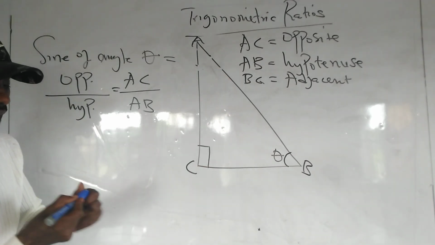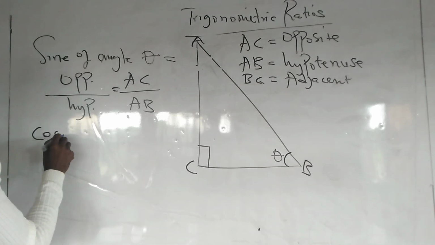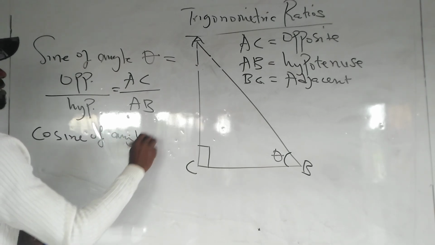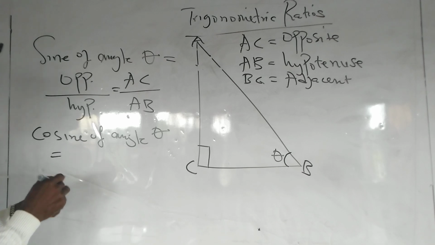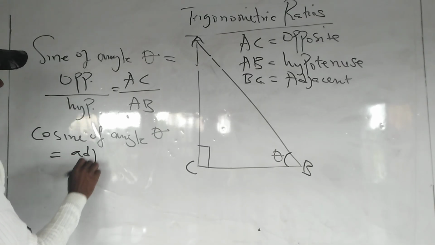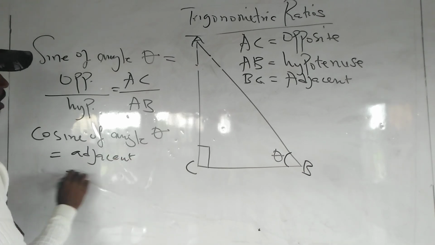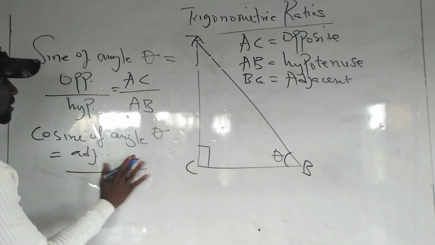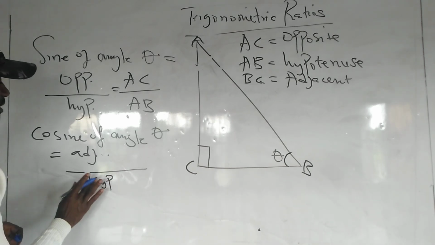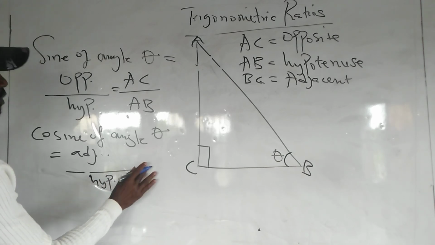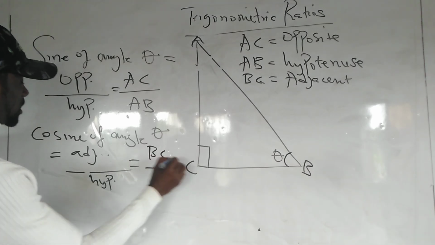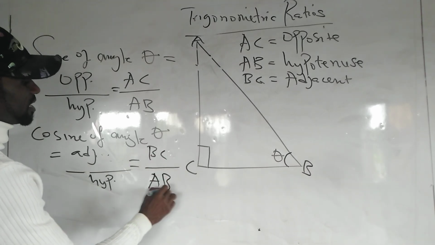Now I define once again cosine of angle theta, which will be equal to, now cosine is the adjacent all over hypotenuse. Let me make it an abbreviation since you know it already. Adjacent all over hypotenuse. Take note of that. So this is equal to, what is the adjacent? Adjacent side is BC, and the hypotenuse is AB.